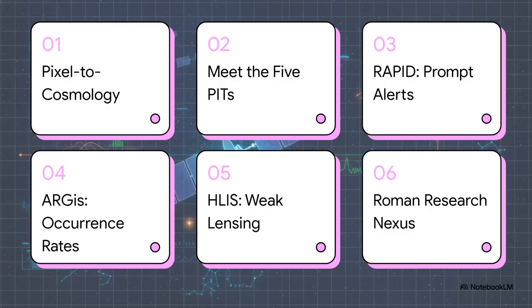So here is our blueprint for today's explainer. First, the Pixel-to-Cosmology framework. Then we'll meet the 5 PITs. After that, we're looking at Rapid's prompt public alerts, ARGis's occurrence rate pipelines, and HLIS's weak lensing shear. And finally, we'll wrap up with the Roman research nexus.